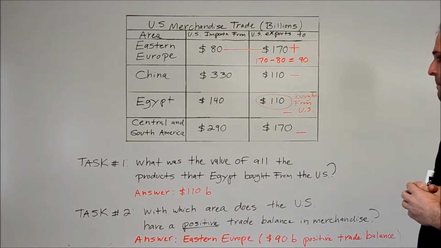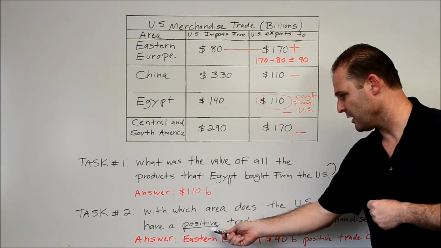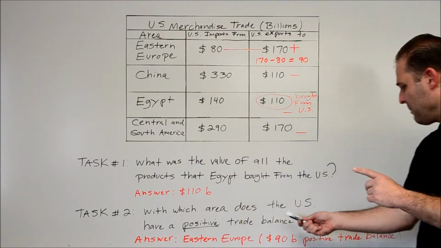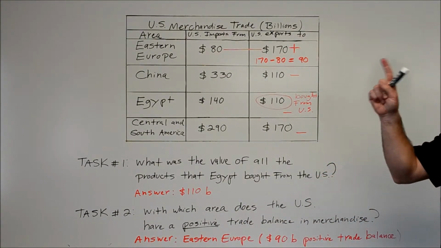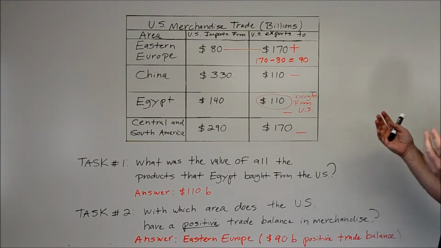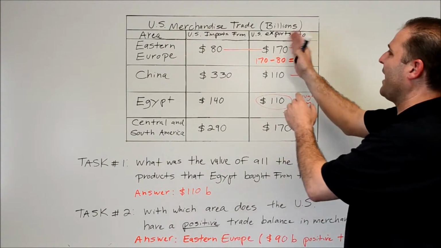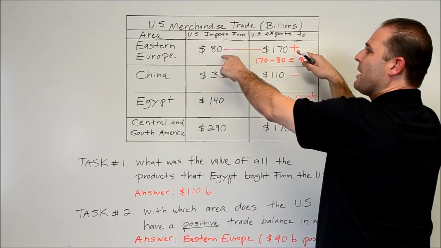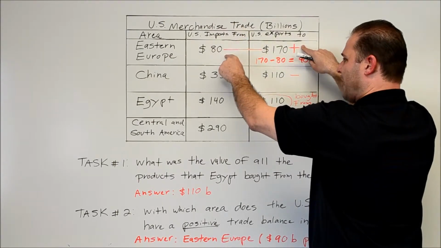Task number 2. With which area does the U.S. have a positive, not a negative, but a positive trade balance in merchandise? Merchandise meaning products. There's only one country that we actually have a positive trade balance. What that means is that our exports is actually exceeding the number in our imports. So the number in the third column must be bigger than the number in the second.